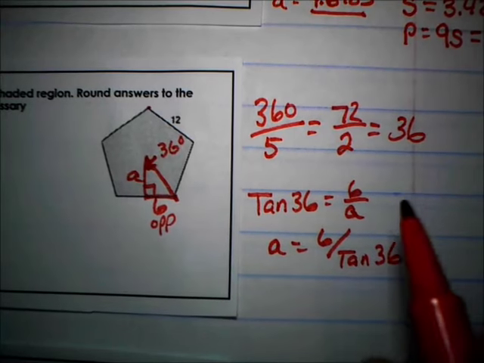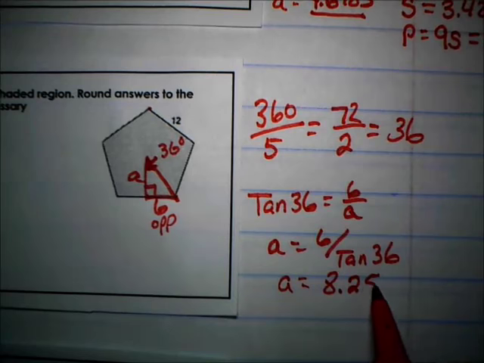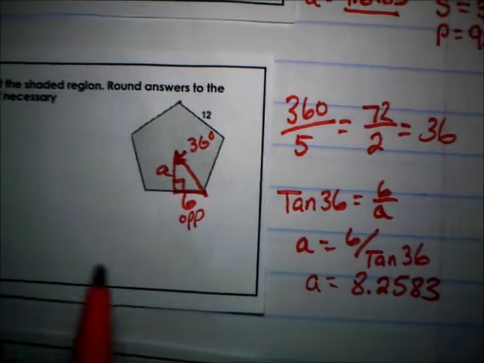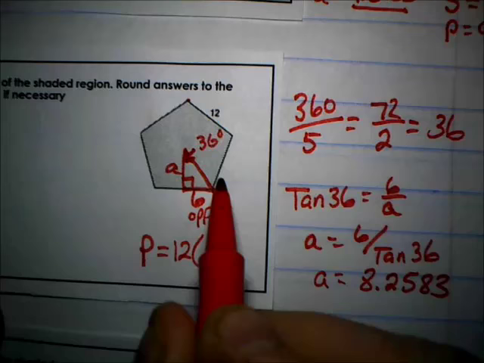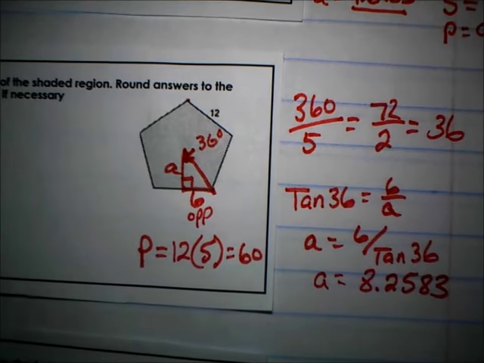I'll type that in my calculator. It shows me that A is 8.2583 if I round way out there on the end. Now I also needed to have found the perimeter, which was 12 times the number of sides, which is 5, which means the perimeter was 60.